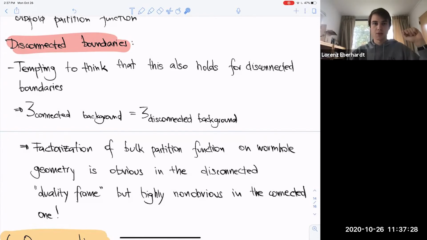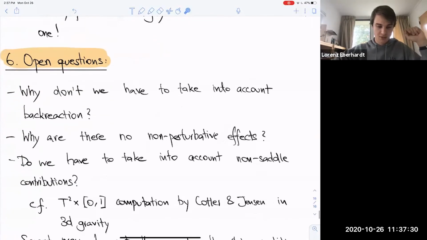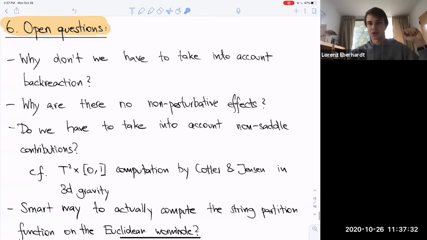All right. So with this, I have many open questions, as I'm sure you have, but let me add to these what I think are the most important questions and takeaways. Technically, the most important question for me is whether you can trust this computation. And why don't we have to take into account back reaction? Or, put differently, why are there no non-perturbative effects?